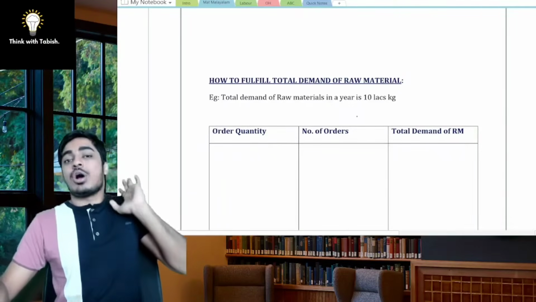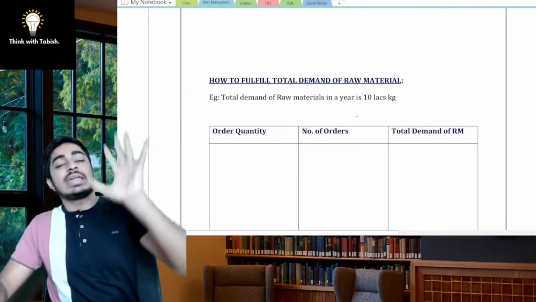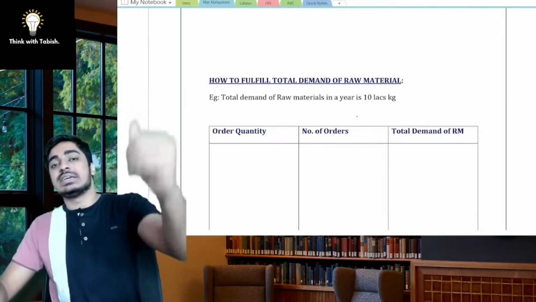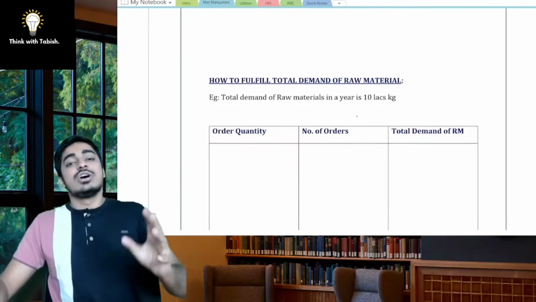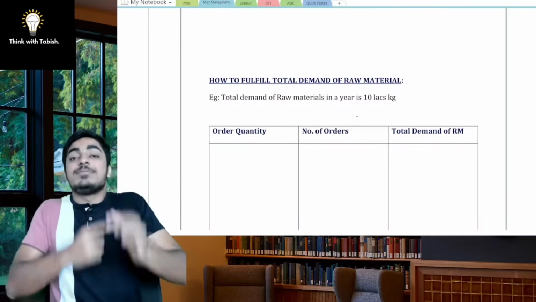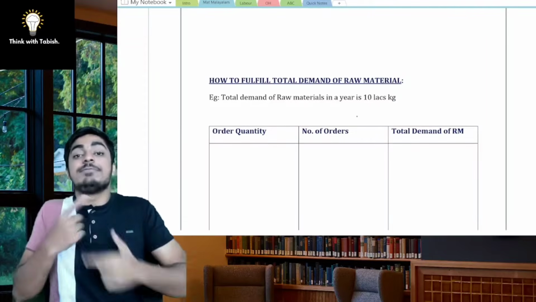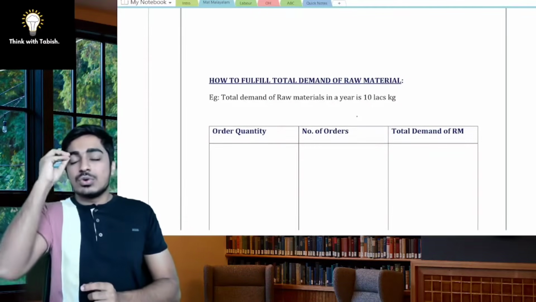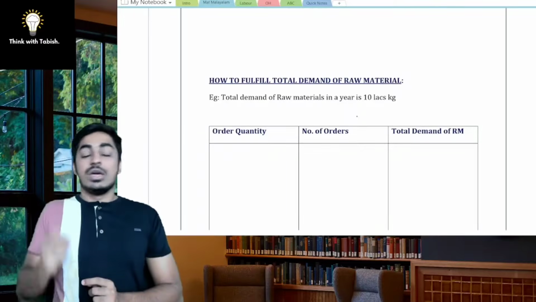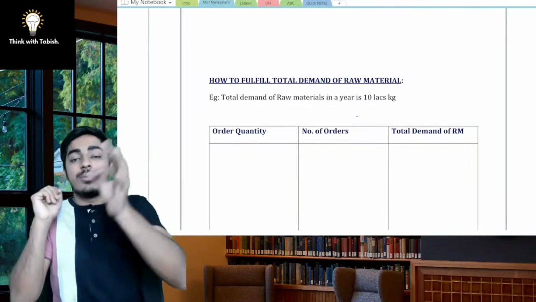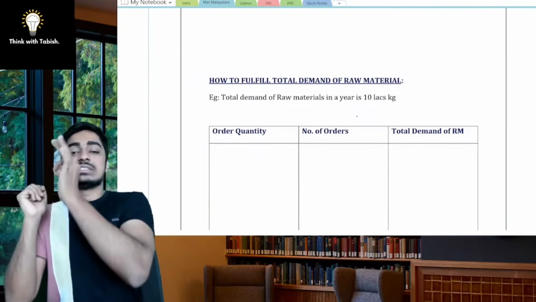We have different combinations. I can go today and buy the entire 300 kg, or else every month I can buy 30 kg, 30 kg, 30 kg, 30 kg. I can do it for 10 months. Yes, or else I can buy 15 kg, 15 kg, 15 kg, 15. Yes, so different options are available, different alternatives wherein we can fulfill the total demand of raw material. What is our objective? At what alternative our total cost is minimum.